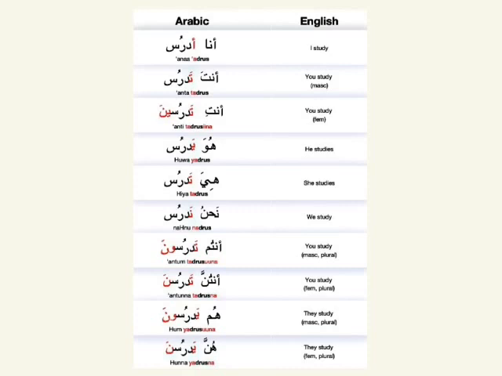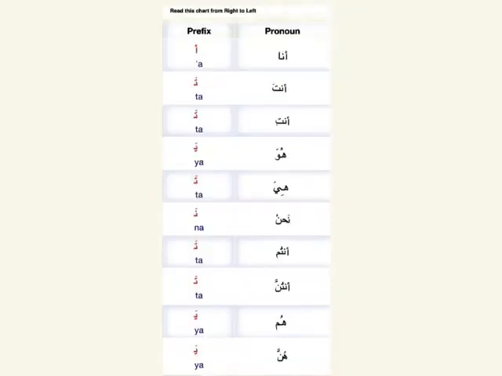If we want to say "they study," we say hum yadrusuna. We add a ya at the beginning of the verb, a waw, a noon, and a feta at the end of the word. And if we want to say "they study" for a group of females, we say hunna yadrusna. We add a ya at the beginning of the verb and a noon and a feta at the end of the verb.